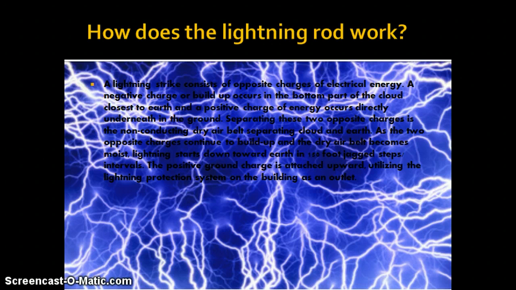As the two opposite charges continue to build up and the dry air belt becomes moist, lightning starts down towards Earth in 150 feet jagged interval steps. The positive ground charge is attracted upward, utilizing the lightning protection system on the building as an outlet.